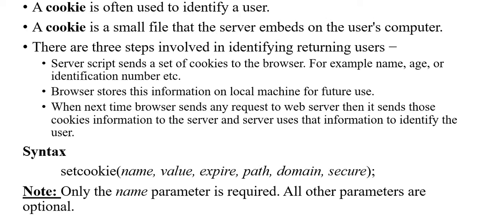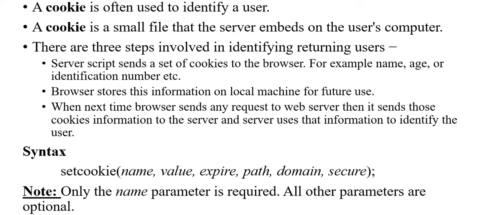There are 3 steps involved in identifying returning users. First, the server script sends a set of cookies to the browser, for example name, age or any identification number. Second, the browser stores this information on the local machine for future use. And last, the next time the browser sends any request to the web server, it sends those cookie information to the server, and the server uses that information to identify the user.